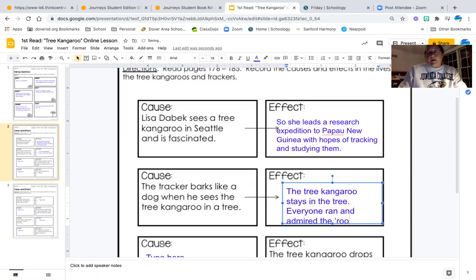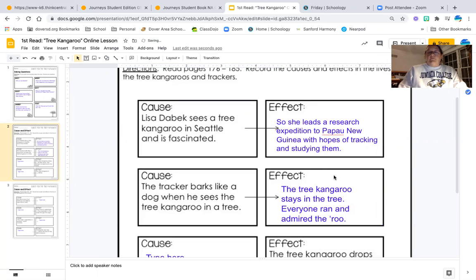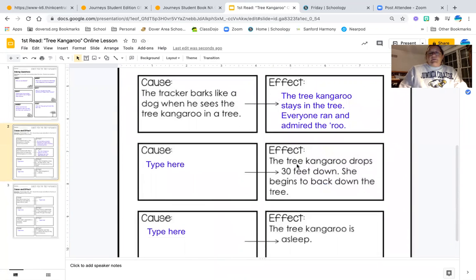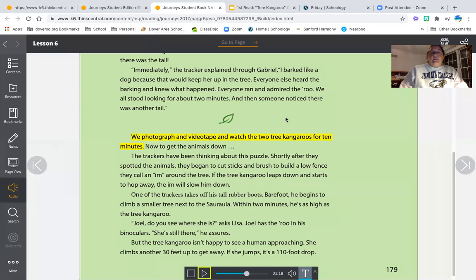So there were 2 effects that happened after the barking occurred. They heard the barking and they knew that they must have spotted a tree roo. So they went running to look at it. So the next one is an effect. The tree kangaroo drops 30 feet down. She begins to back down the tree. So we haven't read that part yet. So let's go there. Okay, let's listen to the rest of this page.